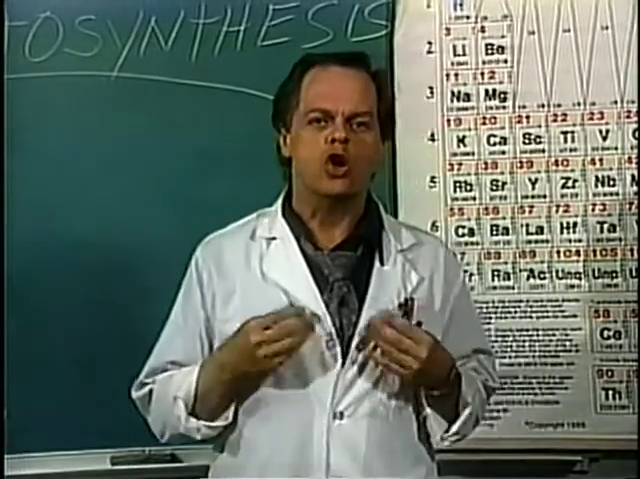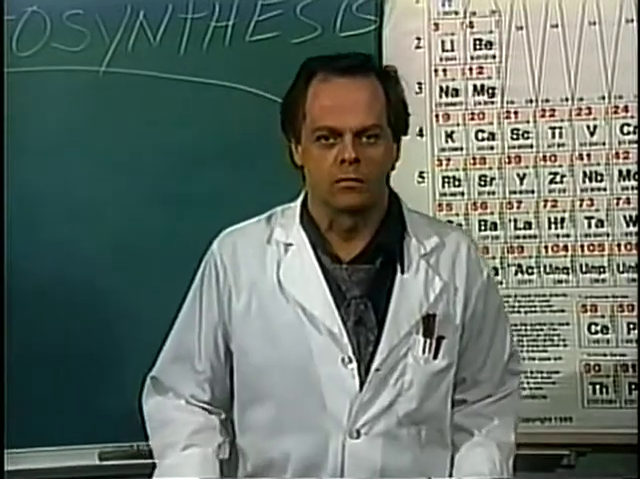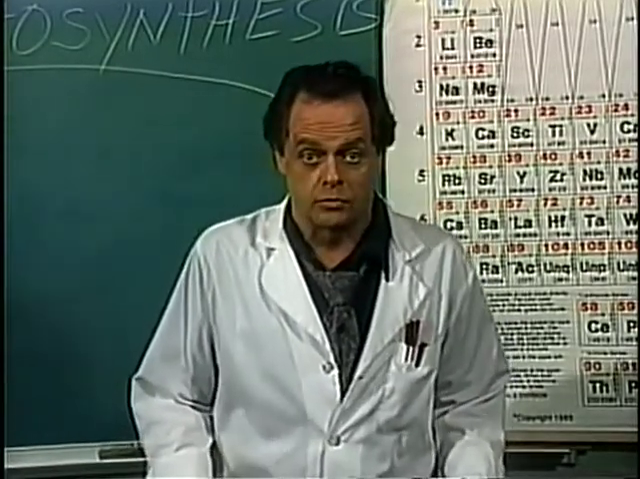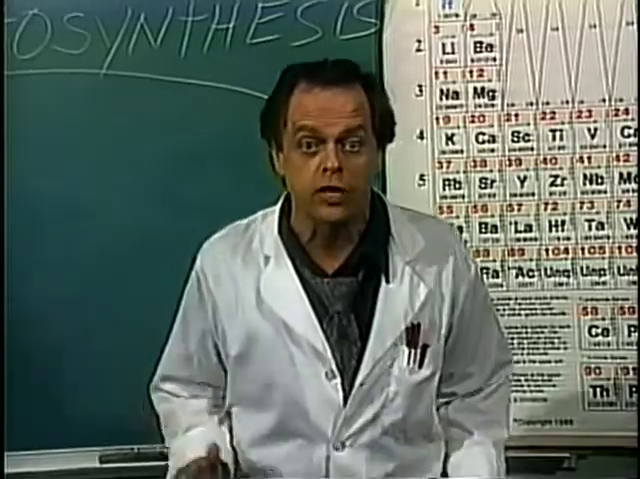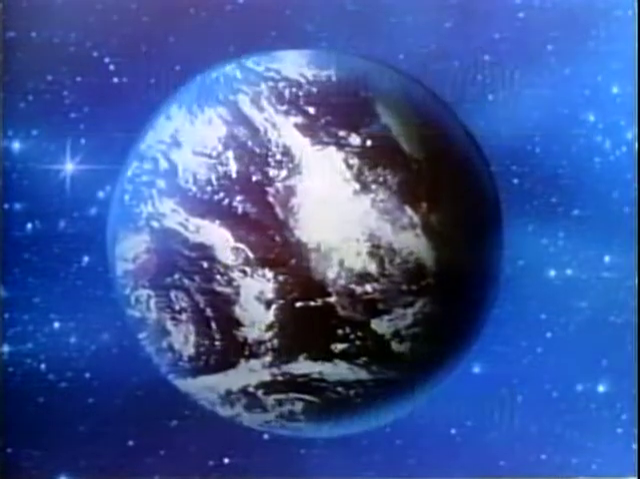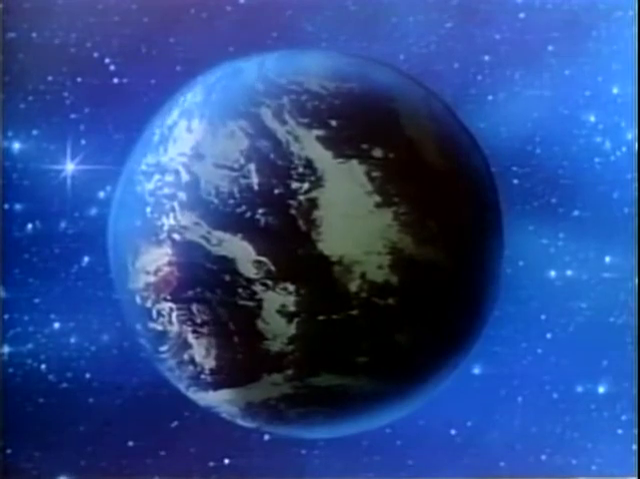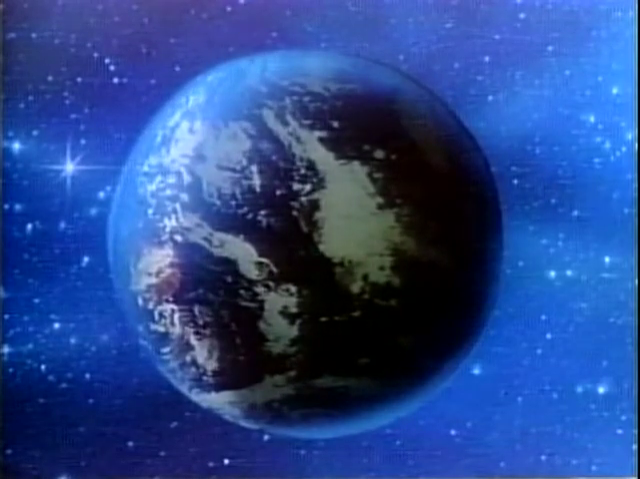Photosynthesis is what caused the oxygen in the Earth's atmosphere to increase. That is how the oxygen was formed that we and all animals would one day use to breathe. Our atmosphere today is made up of 78% nitrogen, 21% oxygen, and 1% trace gases such as helium, krypton, and xenon. In the past 4 billion years, the composition of the atmosphere has changed, and so has the temperature.